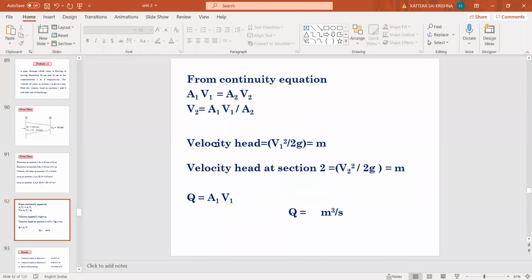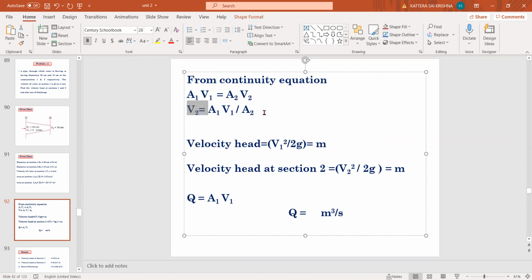So now next I'm using the continuity equation. So from the continuity equation, we already know at section 1 the discharge should be equal to section 2's discharge. So A1 V1 is equal to A2 V2. So already we have the A1 value, V1 value, and A2 value. So you can find V2.